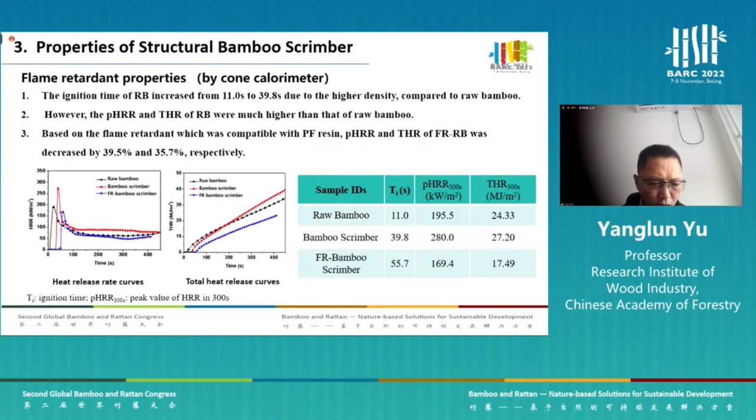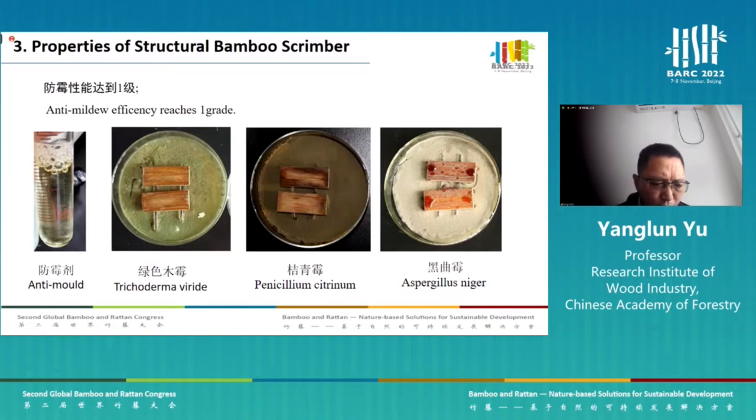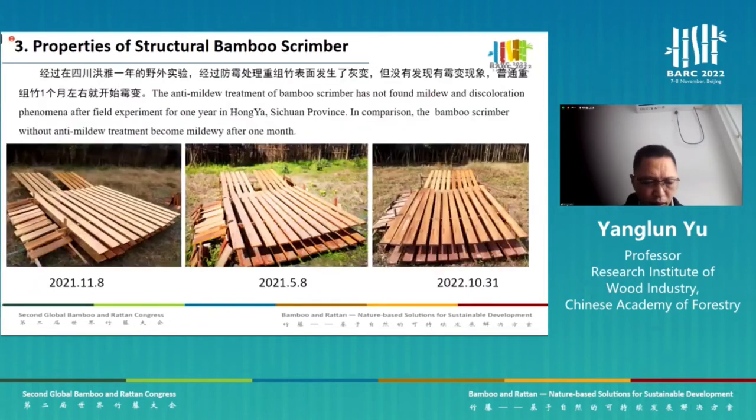We also developed some properties of structural bamboo scrimber, such as flame retardant properties. The ignition time of RMB increased from 11 seconds to 39 seconds. As for the anti-mold efficiency, it reaches grade one. The original bamboo is very easy to get moldy. So after 8 years of efforts, we have developed the anti-mold, and it is very effective.